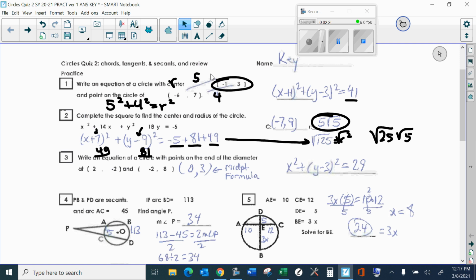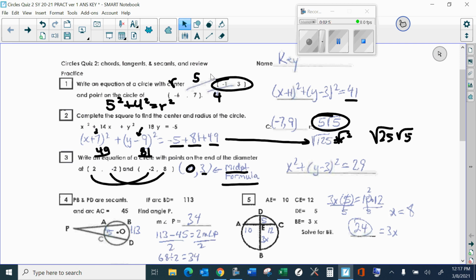Number 3, write an equation of a circle with points on the end of the diameter. So these are points at the end of the diameter. The center is the midpoint. So I use the midpoint formula. I just did it in my head. 2 plus -2 is 0 divided by 2 is 0. And -2 plus 8 is 6 divided by 2 is 3. So there's my center, 0, 3. So obviously that means just x squared, and then y minus 3, because it's the opposite. Y minus 3 squared. Okay, and now I need r squared over here.